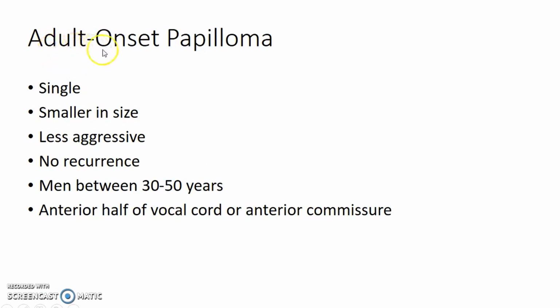Now let us see about adult onset papilloma. It is more or less similar to juvenile laryngeal papillomatosis. However, a few differences are there. It is usually single, it is smaller in size, it is less aggressive, it doesn't recur, it is common in men between 30 to 50 years of age, and it affects the anterior half of vocal cord or anterior commissure.